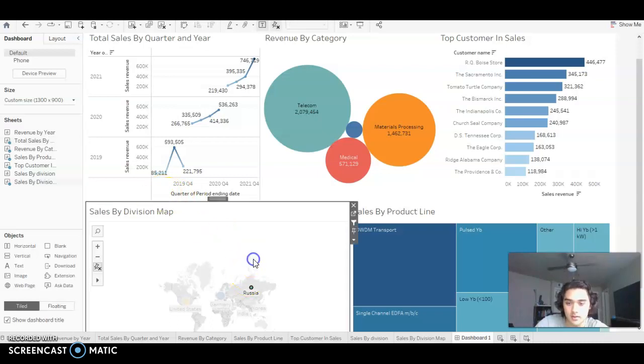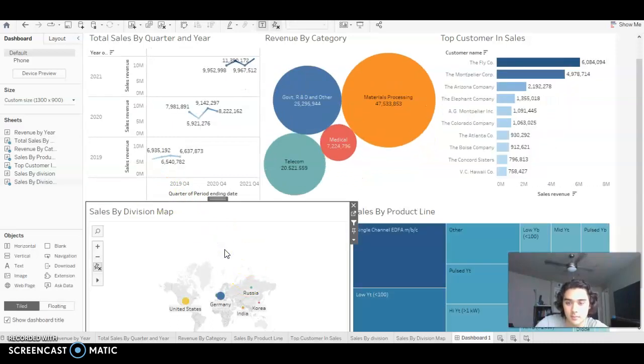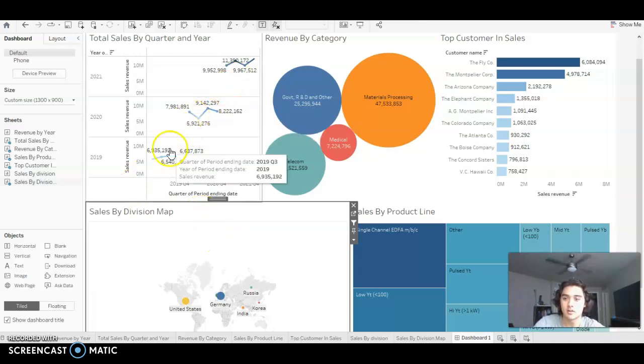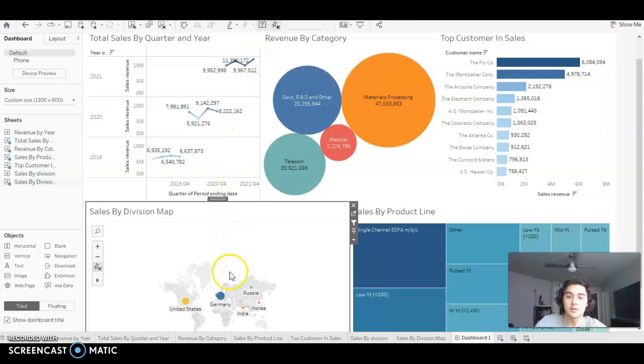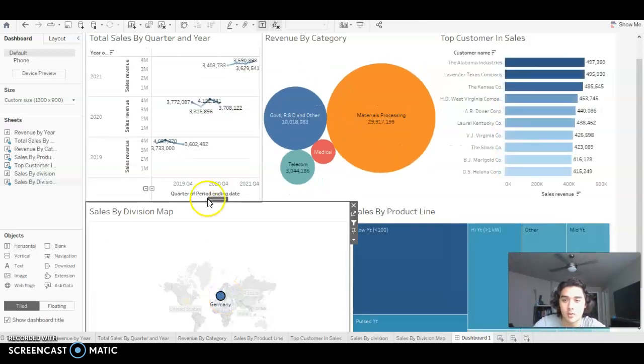Let me get out. As you can see, we're increasing sales every year. Started off at 6 million and we're up at about 12 million right now, quarter 4 of 2021. But if you look closely, you can see in Germany, we're actually decreasing sales. We were at 4,057,000, and now we're about 3.5.